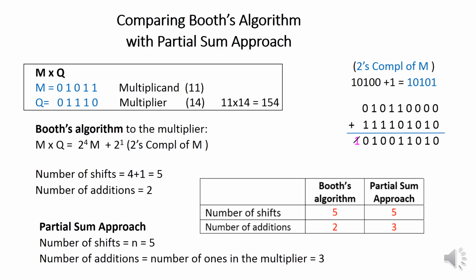Now, comparing with the partial sum approach, to perform the same multiplication, the number of shifts we would need will be equal to the number of bits, so it is 5. And the number of additions will be equal to the number of ones in the multiplier, so in this case it is 3. So this is the table. As you see, the number of additions needed in the case of the Booth's algorithm is less.